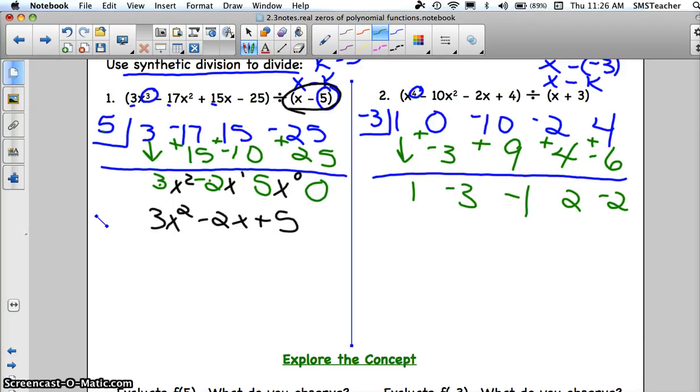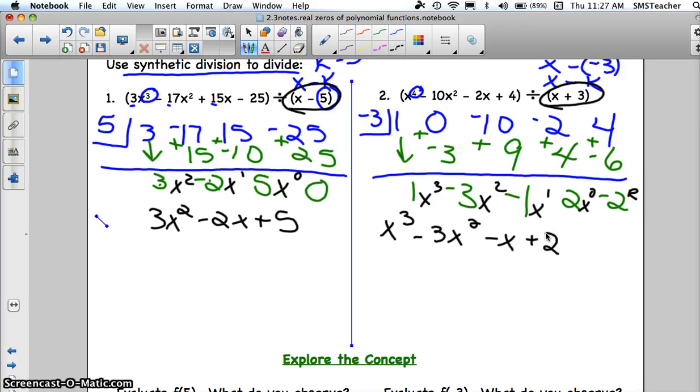If we write this in polynomial form, negative 2 is our remainder, x to the 0, x to the first, x to the second, x to the third. So our polynomial after division by x plus 3 is x to the third minus 3x squared minus x plus 2 minus 2 divided by our divisor x plus 3.